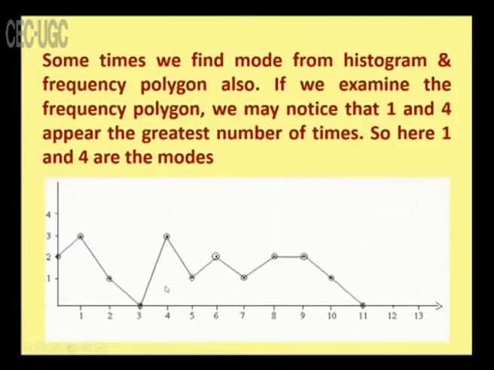Now, let us discuss that if a graph is given, then also we can find the mode. Look at the graph, this is a frequency polygon, and we may notice that the values 1 and 4 occur the maximum number of times, and all other values are in between. Therefore, by looking at the graph, we can say that the values 1 and 4 are the modes of the data set. This is another way to find the mode.